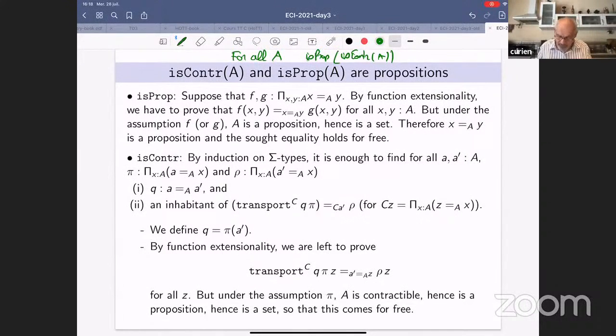Okay. So how do we prove this? So it's two separate proofs for is prop and for is contr. So we want to prove that if two elements f, g are inhabitants of is prop of A, so they have this type, we want to prove that they are equal. That's our goal. Okay, so in order to prove that they are equal by function extensionality, it's enough to prove that by applying them to all x, y, we have f of x y is equal to g of x y.